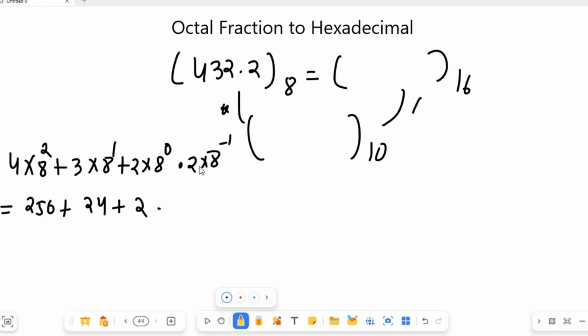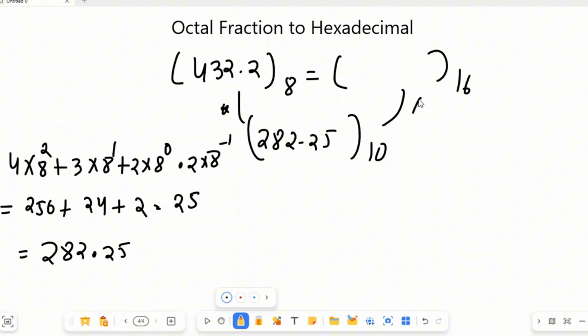Point 2 into 1 by 8, so that is nothing but 1 by 4. Okay, so that is nothing but 0.25. Okay, so here if you add it, you will get the final answer as 282.25. So this is your decimal, 282.25. Now this decimal you want to convert to hexadecimal. Okay, so before the decimal what do we have? 282, that we'll divide with 16.